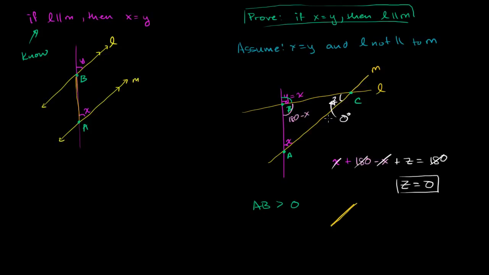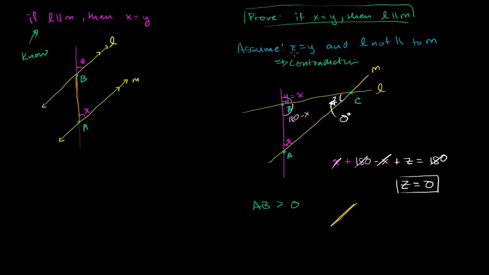And so this leads us to a contradiction. The contradiction is that this line segment AB would have to be equal to 0. It kind of wouldn't be there. Or another contradiction that you could come up with would be that these two lines would have to be the same line, because there's no opening between them. So either way, this leads to a contradiction. And since if you assume x equals y and L is not parallel to M, you get to something that makes absolutely no sense, you contradict your initial assumptions.